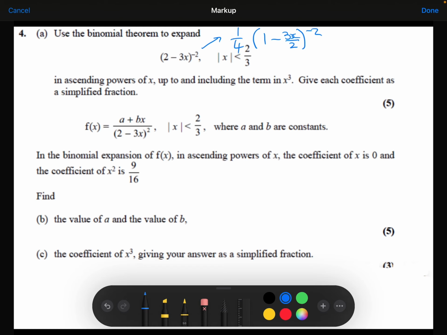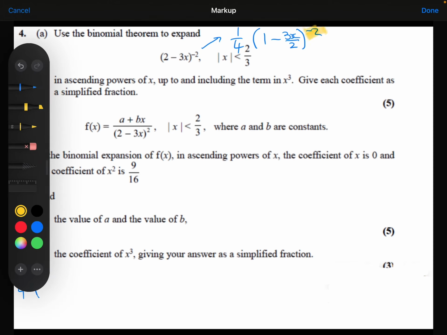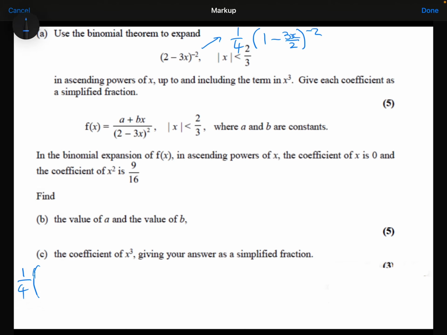Right, let's now use the binomial theorem to expand this out. So we'll keep the quarter at the front. Right, our n is minus 2. The x is the minus 3x over 2. So using the formula, the first term is 1. The second term is n, which in this case is minus 2, times x, which in this case is minus 3x over 2.